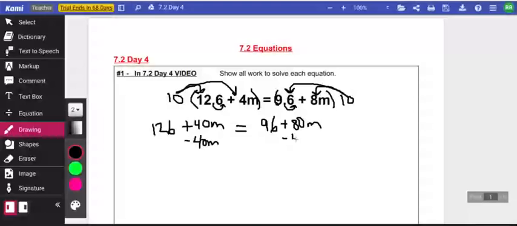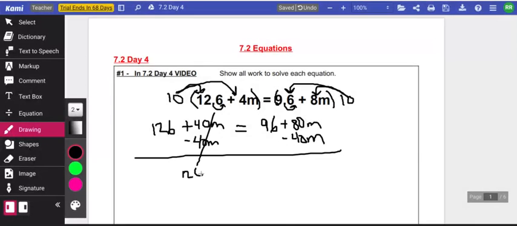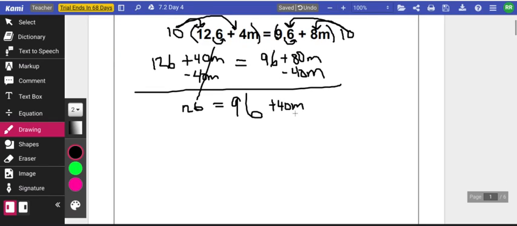So on the left side, I'm left with 126. Bring the equal sign down. I'll bring the 96 down. 80m minus 40m is positive 40m. Because my m term is on the right side, I need this number 96 to go on the other side. So I'm going to subtract 96 from both sides. So those 96's cancel. 126 minus 96 is 30.